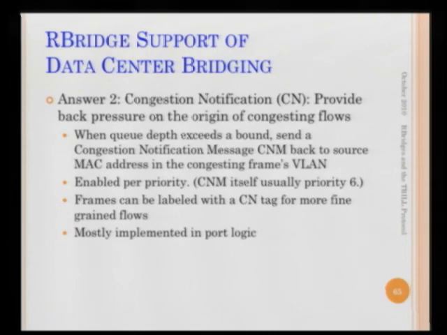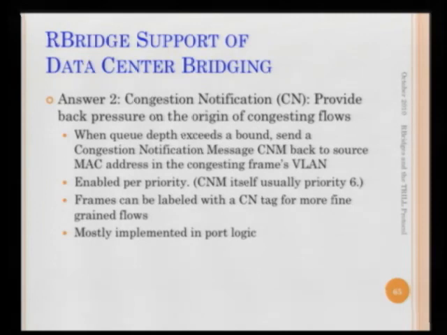And you send that, of course, in the congesting frame's VLAN. So this is also enabled per priority, and you need to have a contiguous region where this is enabled in order to get useful results out of it. It's all defined how to do that. But this congestion notification message itself is usually sent at priority 6.